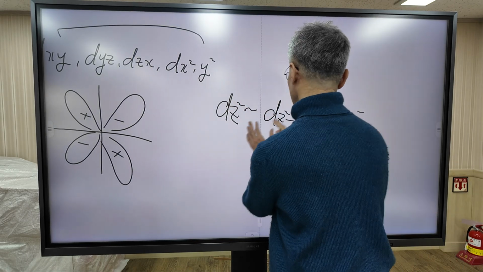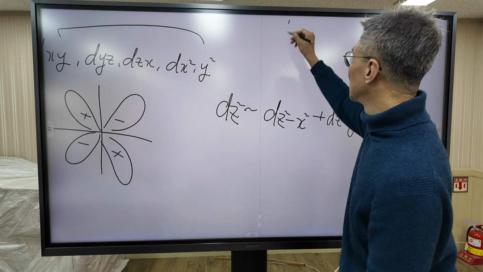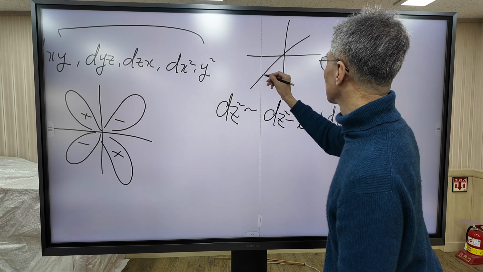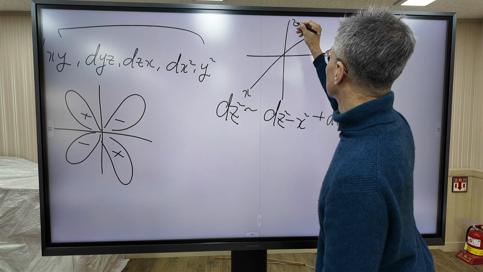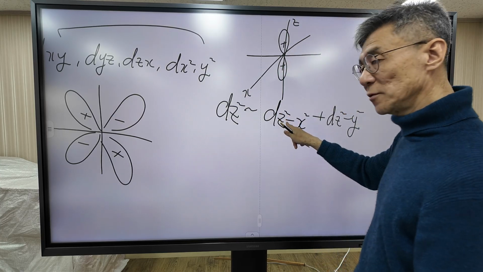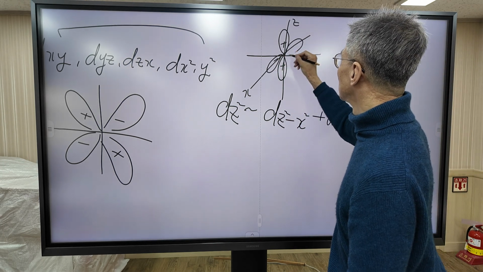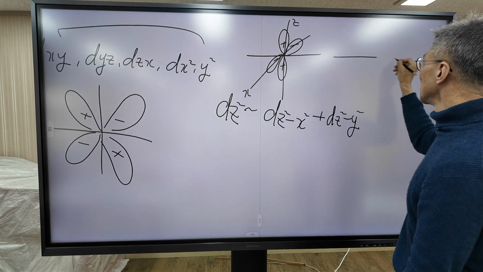Actually, this orbital is just the sum of these orbitals. What's the shape of this orbital? This orbital also has 4 lobes. This orbital also has 4 lobes.